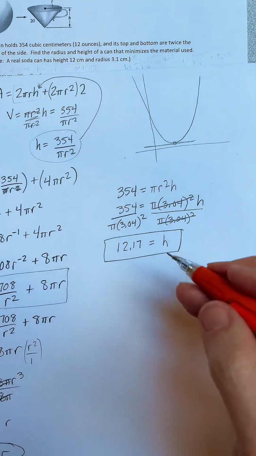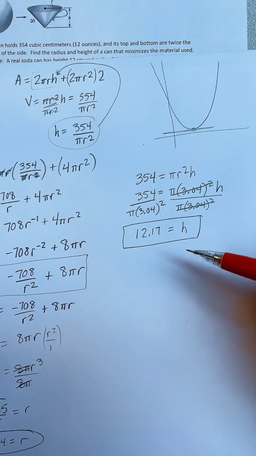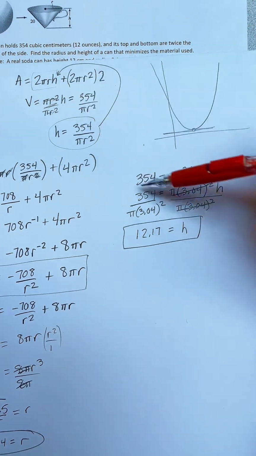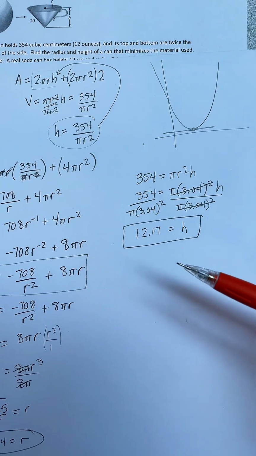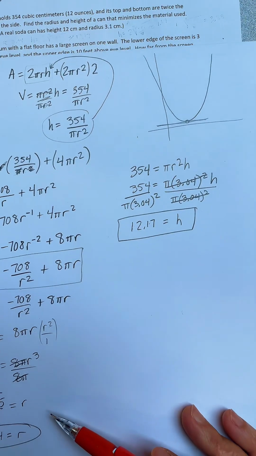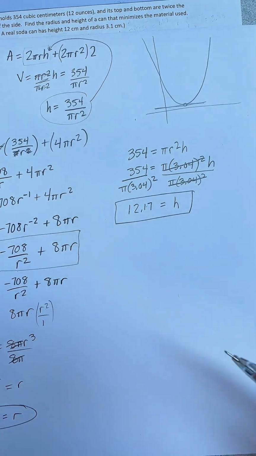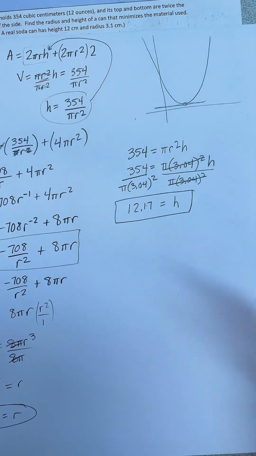12.17 for h. So now we know to minimize the materials in the can, we need our h value to be this and our r value to be that. And that's kind of the magic of calculus, is that you can actually solve these complex problems if you understand the nature of how to use the derivative. So there you go.